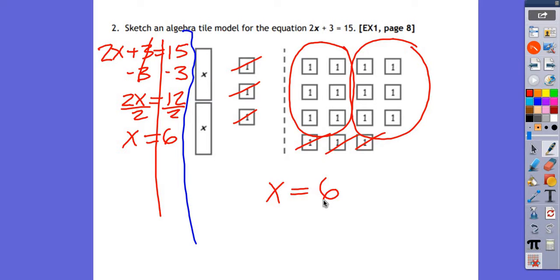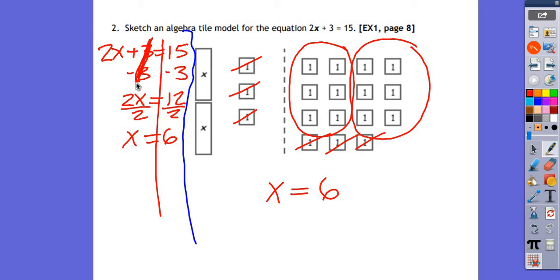Okay. Why did I draw a line out right here on this positive 3 and negative 3? Because they cancel out. What does it mean to cancel out? They both go to 0. Because what's a positive 3 and a negative 3? 0. That's why I'm able to draw a line.